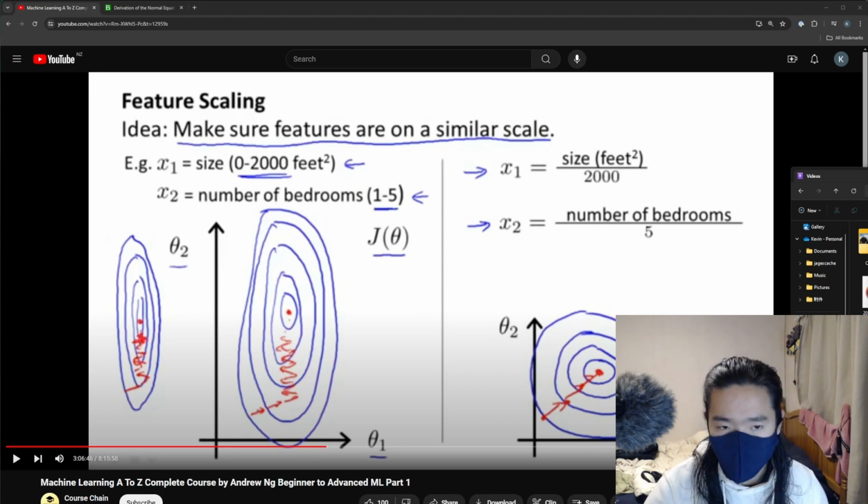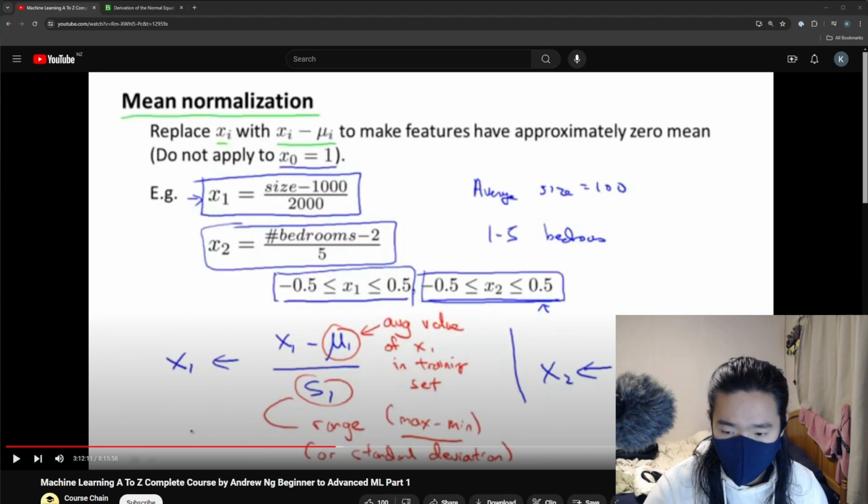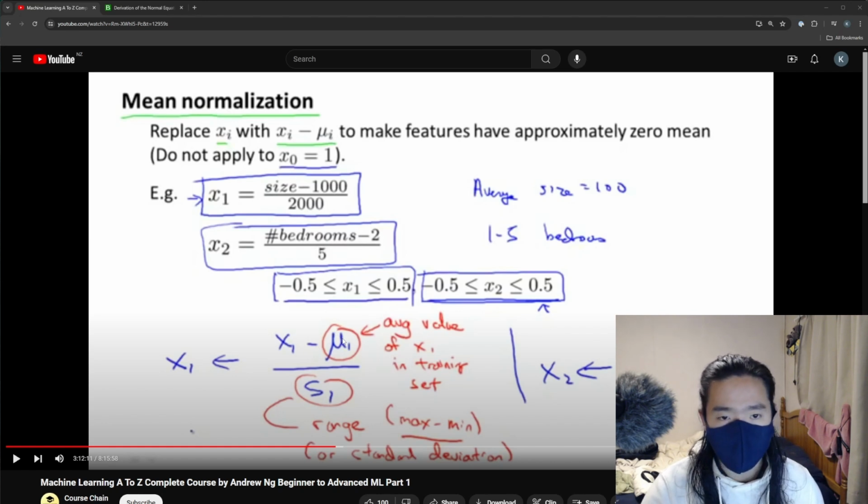And there's one way to really accomplish this, which is mean normalization. And this is quite a simple concept. Essentially, what you're going to do is subtract every single value in one dimension by the average of that dimension, the mean. And what this will do is make it so that the mean is 0. So everything's going to be centered on 0.